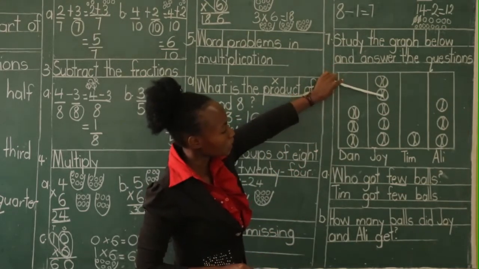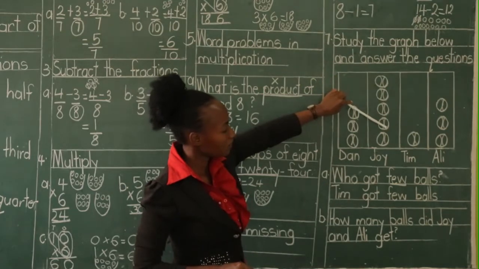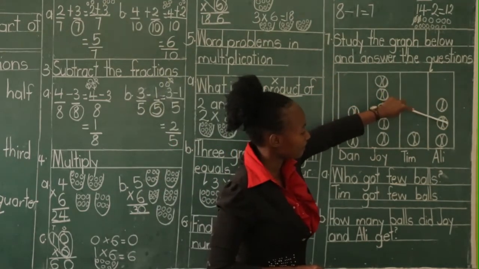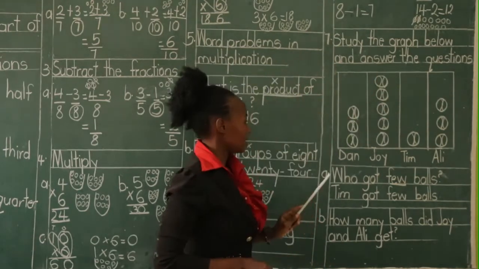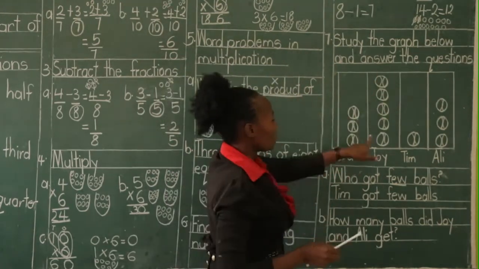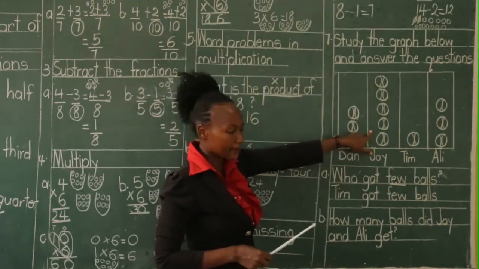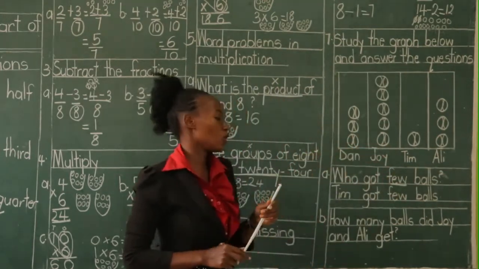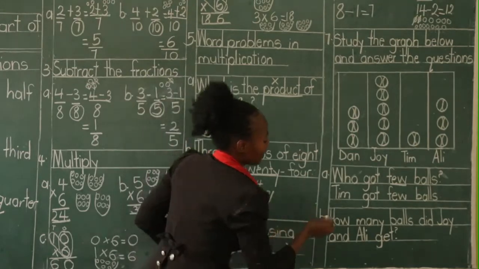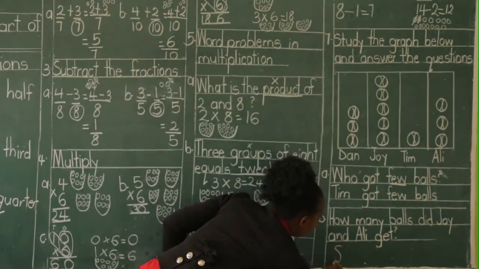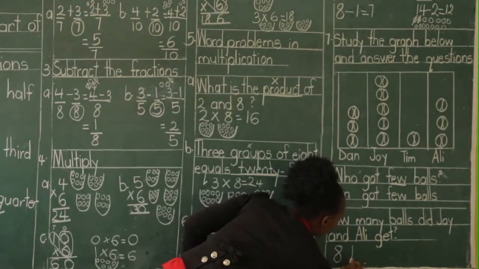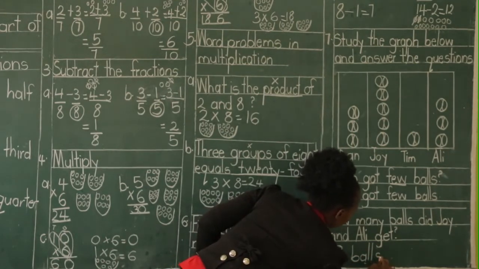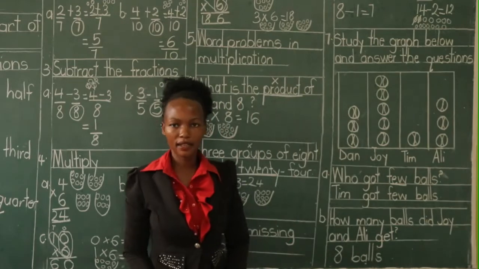1, 2, 3, 4, 5, 6, 7, 8. It means that the balls of Joy, which were 5, plus the balls of Ali, which were 3, our answer is going to be 8. Joy and Ali got 8 balls.